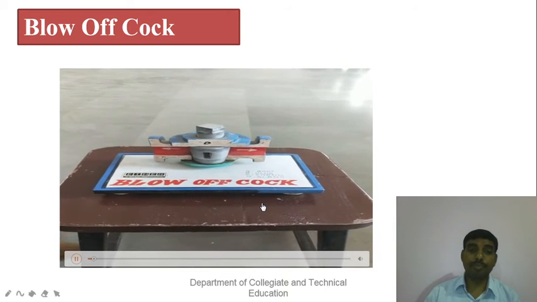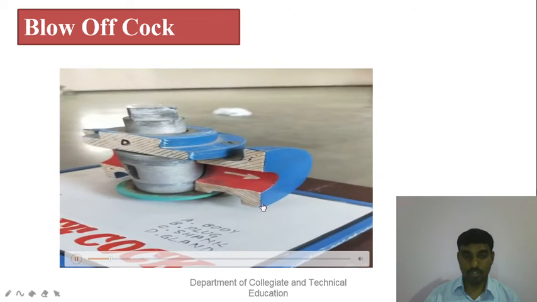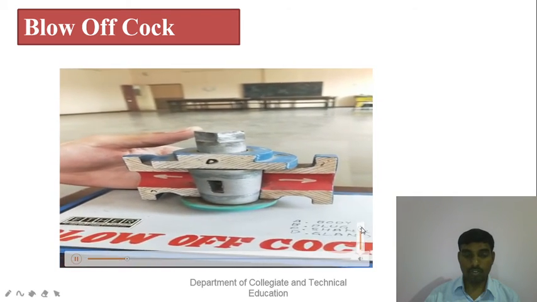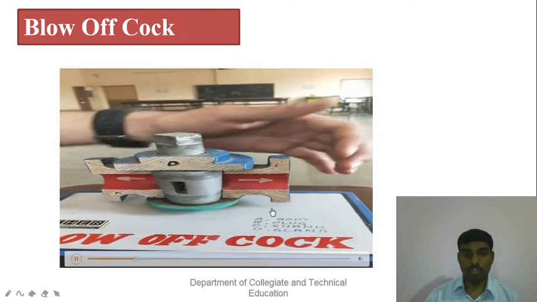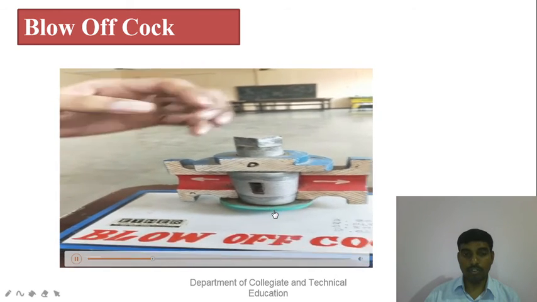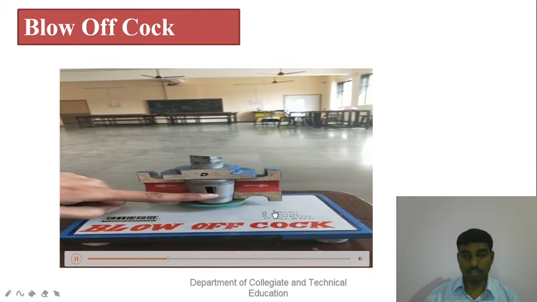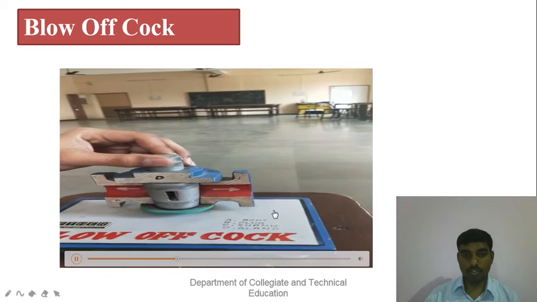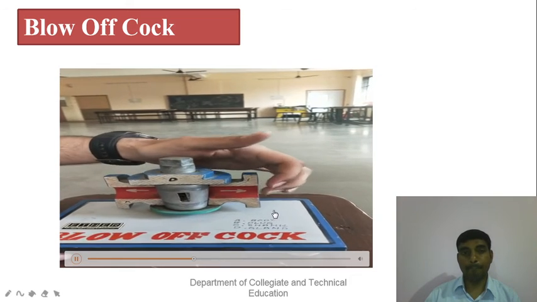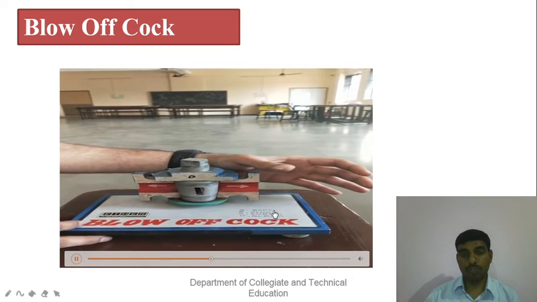Hello friends, in this video lecture we are going to discuss the blow-off cock. The blow-off cock is provided in the boiler in order to remove all the impurities from the boiler. It consists of one main pipe. One end of the pipe is connected to the boiler and the other end is connected to the atmosphere. This pipe has one plug, and there is a slot inside this plug. Under normal working conditions, this slot will be perpendicular to the pipe. When the slot is perpendicular, the pipe is not connected to the atmosphere, and the water inside the boiler will remain inside the boiler.